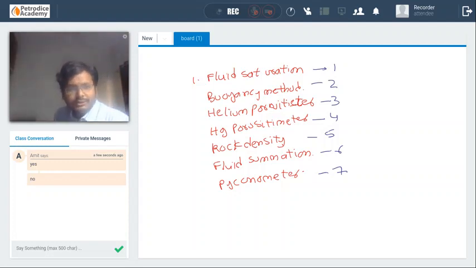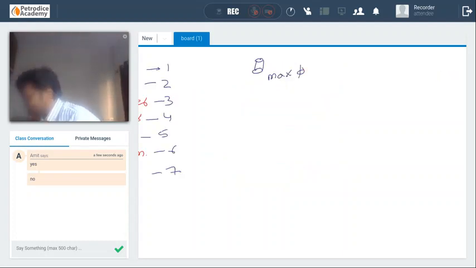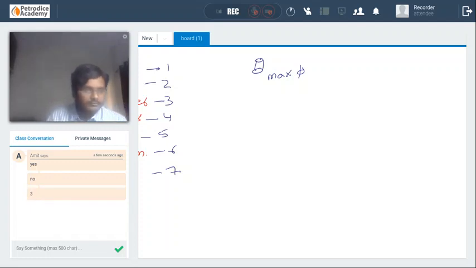Okay, guys, try to give your answer to the best of your knowledge. Okay, the first and most important question: which particular method gives the maximum porosity for the same core sample? Think properly. Listen to the question properly, guys. Maximum porosity. I didn't talk about which type of porosity.